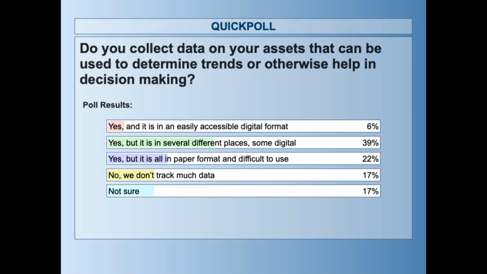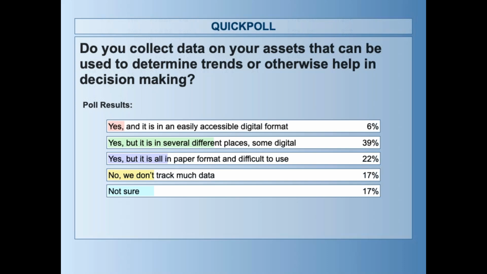So we have a pretty good range on this answer. Most people were in, you have some data, but it may not be the easiest to use. Then we had a few people that do have easily accessible data, and a couple people that don't track data or aren't sure. And I will say that that's pretty typical from what I've seen. The bottom 3 answers are very typical for smaller water utilities: we have data, and sometimes lots and lots of it, but it's in paper format, and that can be really difficult for figuring out trends.